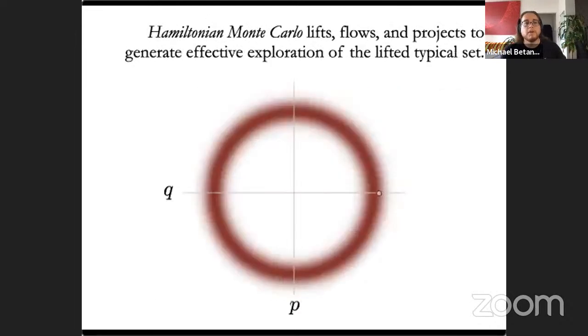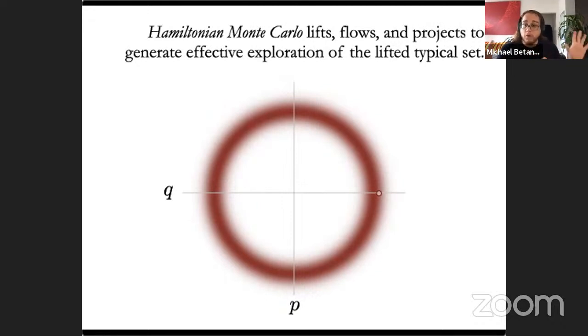Or to show a little cartoon, here's our higher dimensional cotangent space. We have our original space Q horizontally. We have these additional dimensions P vertically. The red here is a cartoon of the typical set of the joint distribution. And Hamiltonian Monte Carlo then proceeds in a series of lifts, flows, and projections.